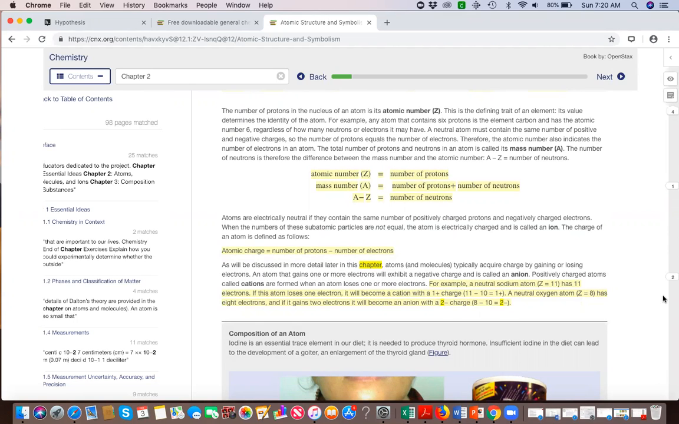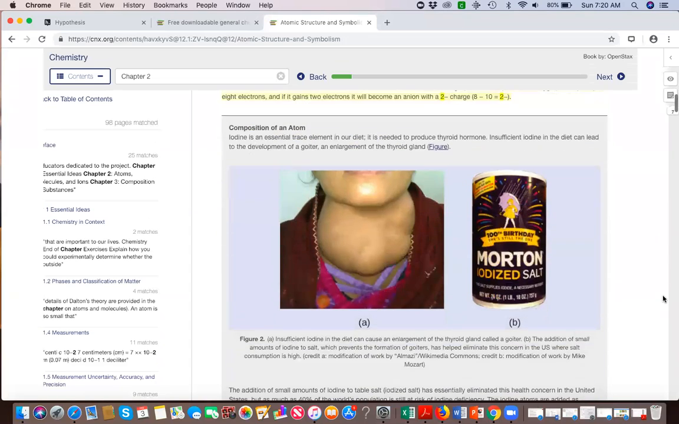There are a couple of examples in the text that I thought were particularly useful. So if I have a neutral sodium atom where Z is equal to 11, so that's my atomic number, it has 11 electrons. If this atom were to lose 1 electron, then it becomes a cation with a +1 charge. So 11 minus 10 is +1. In this case, it's really important that I pay attention to the signs. If I looked at another example, a neutral oxygen atom where Z is equal to 8, and it has 8 electrons, and if it gains 2 electrons, then it becomes an anion with a 2 negative charge. 8 minus 10 gives me 2 negative. So this starts to give you a sense of how we can make sense of the charge or what ions we're forming in a molecule.